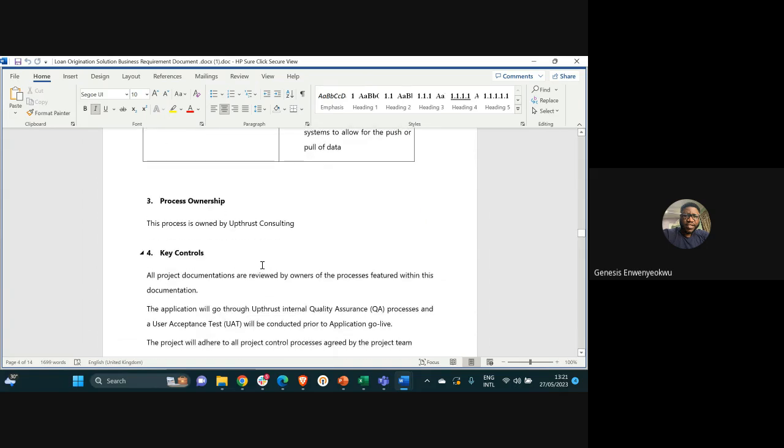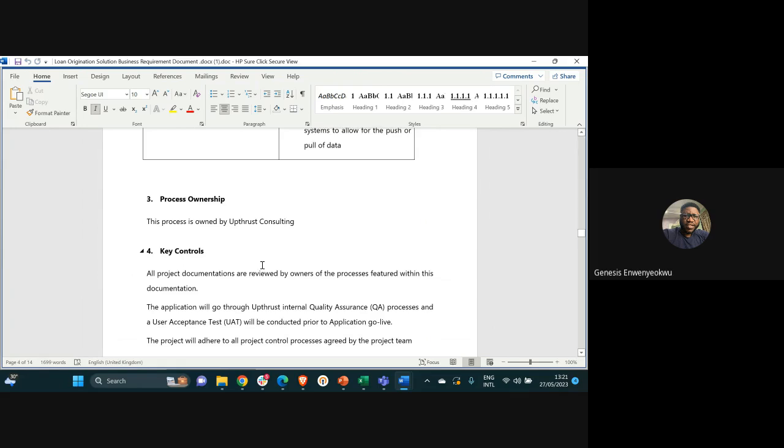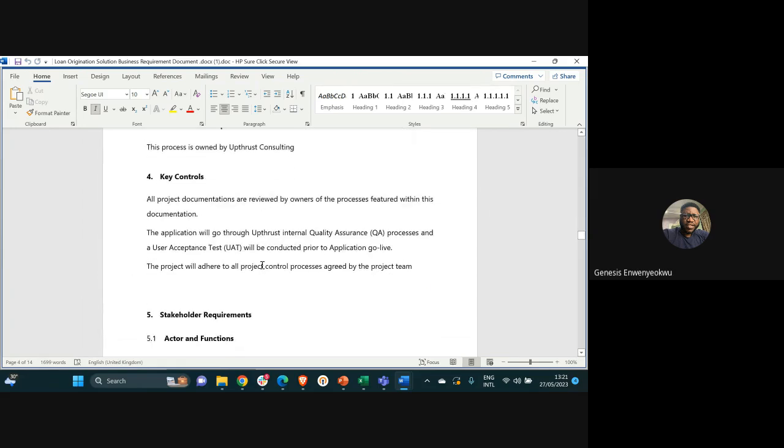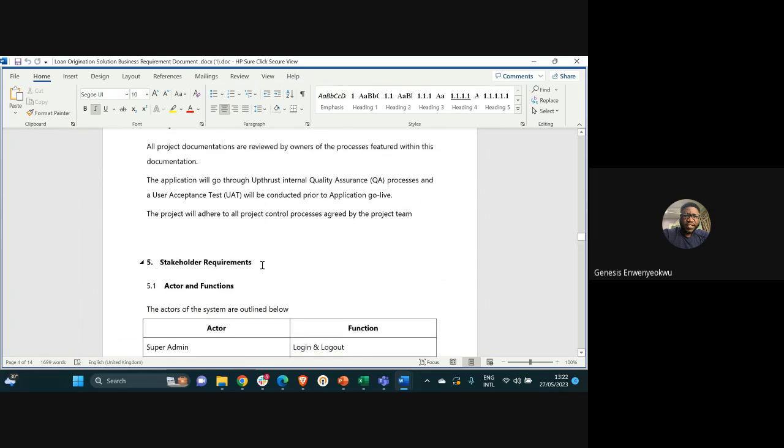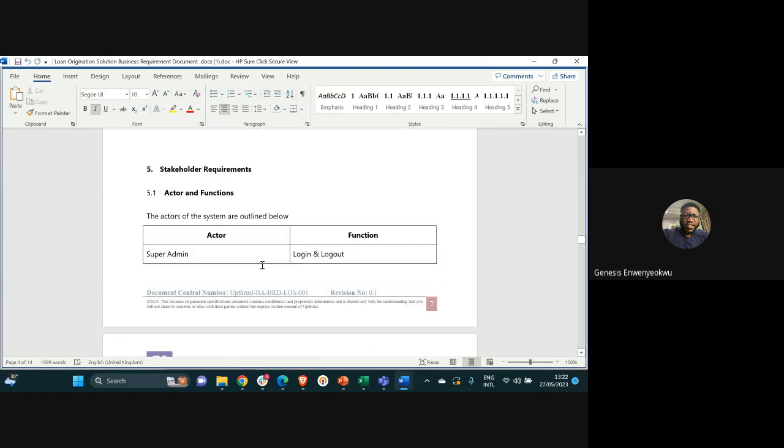Section 3, you look at the ownership of the process. So who owns the loan origination process? It is going to be Uptrust Consulting. If we are doing this project for a microfinance bank, the process will be owned by that particular microfinance bank. Key control, which is basically how we're going to control the project. So we have quality assurance to ensure that there's quality, and also we'll perform user acceptance tests before we actually go live. Now, section 5 is where it gets interesting, because that's where you begin to document your stakeholder requirements. So you look at the actors and the functions.